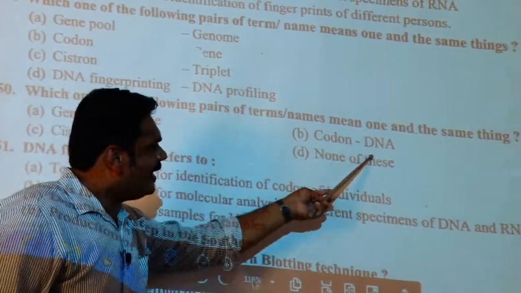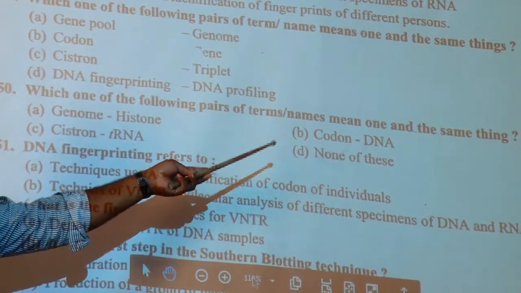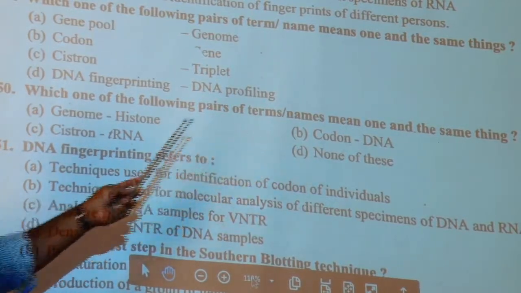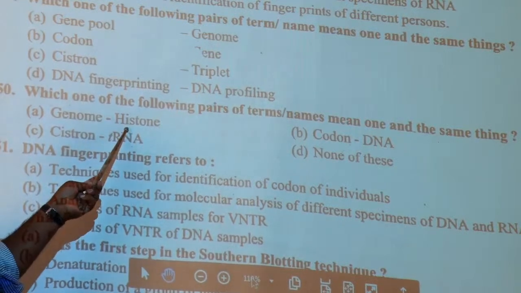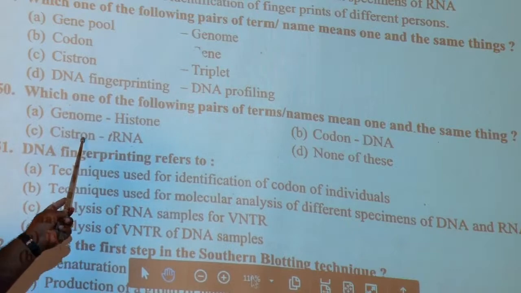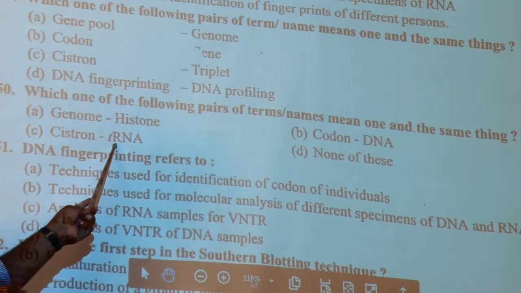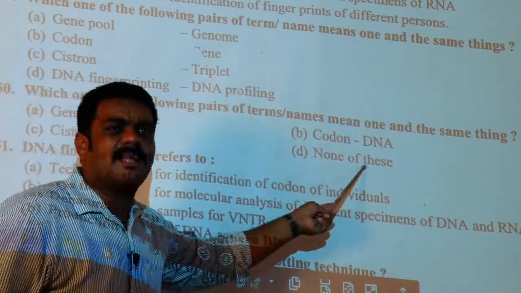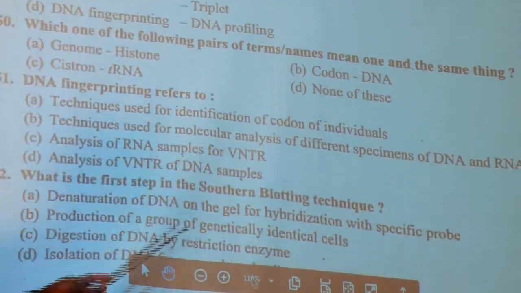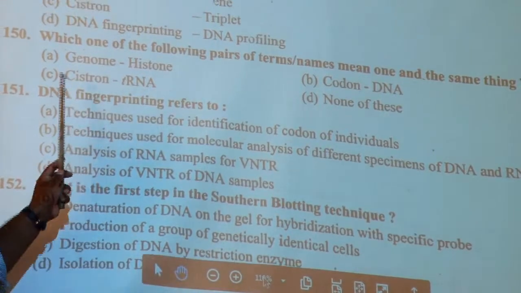Codon and DNA, or codon and mRNA? Codon and mRNA. Genome is packed by histone. Actually, DNA is packed by histone. Cistron, tRNA. No, cistron is actually a gene. tRNA transfers the amino acid. Nothing is correct. Answer should actually be none of these. No, they are all not similar words at all. They have different meanings. None of this is the right thing there.